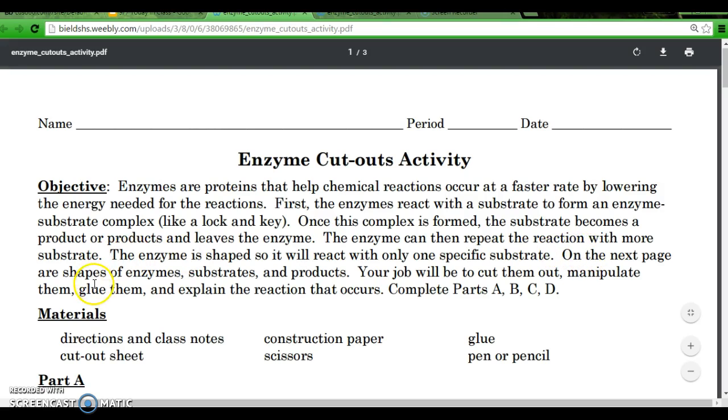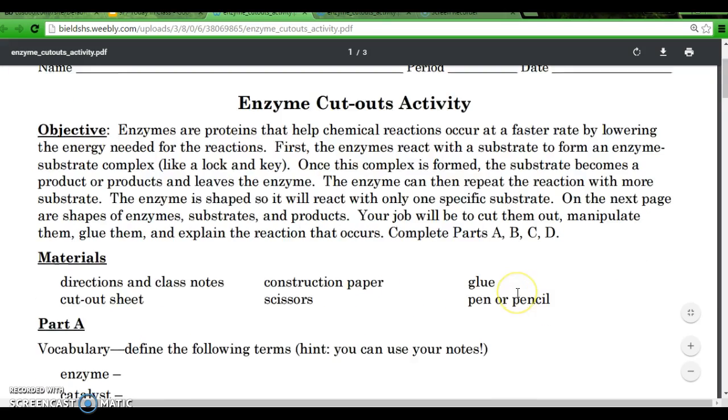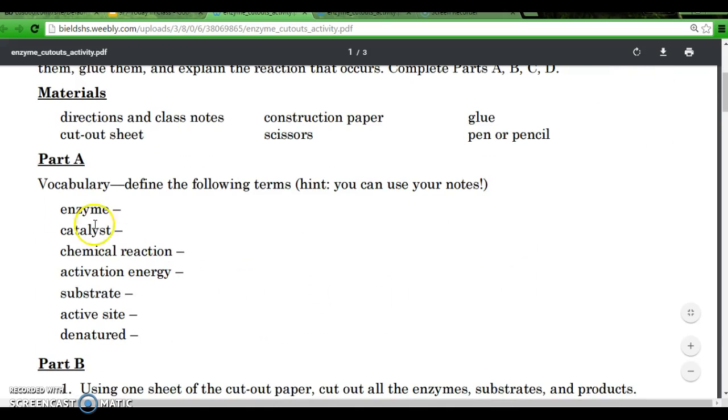On the next page are shapes of enzymes, substrates, and products. Your job will be to cut them out, manipulate them, glue them, and explain the reaction that occurs. And you will complete parts A, B, C, and D. You'll then go on to define the terms enzyme, catalyst, chemical reaction, activation energy, substrate, active site, and denatured.